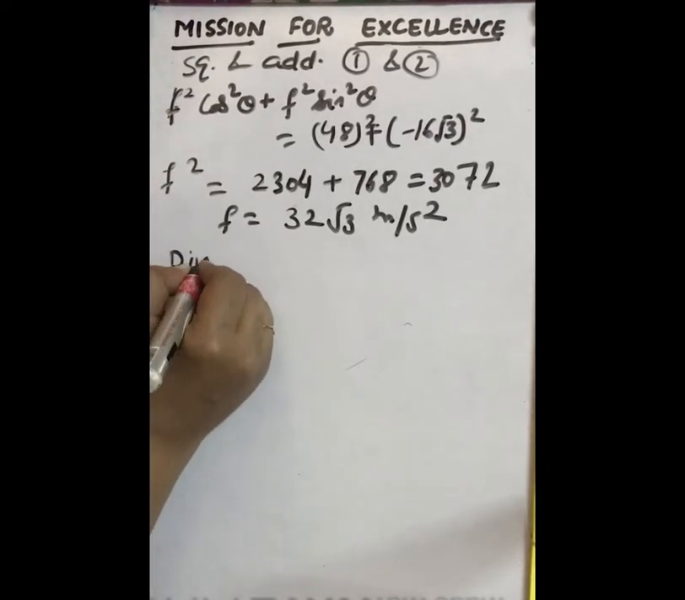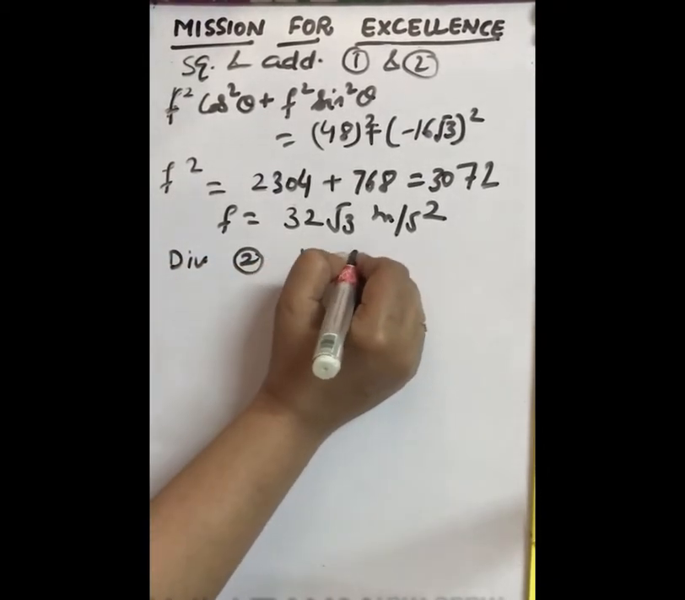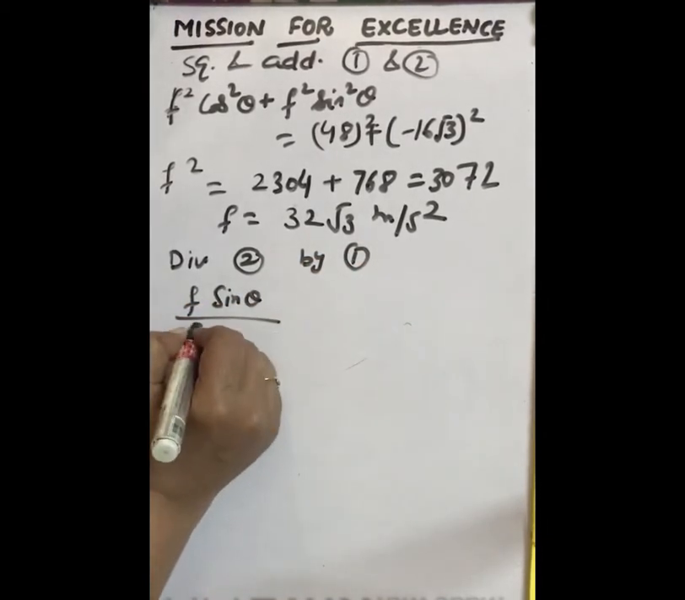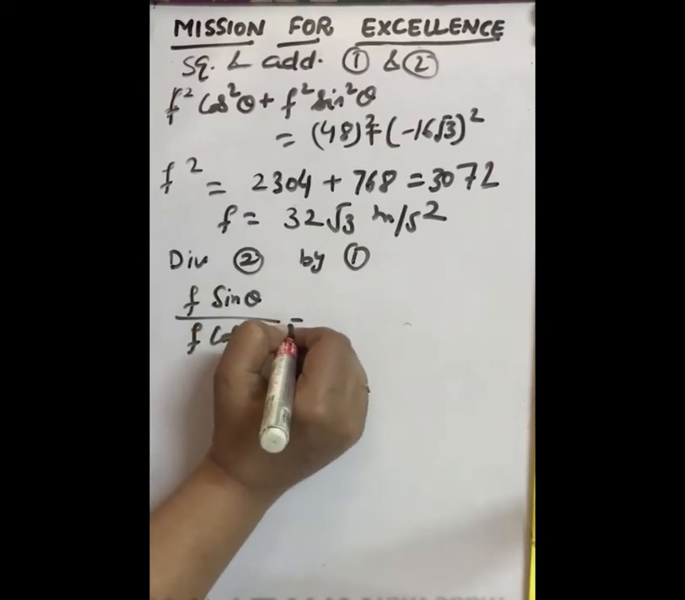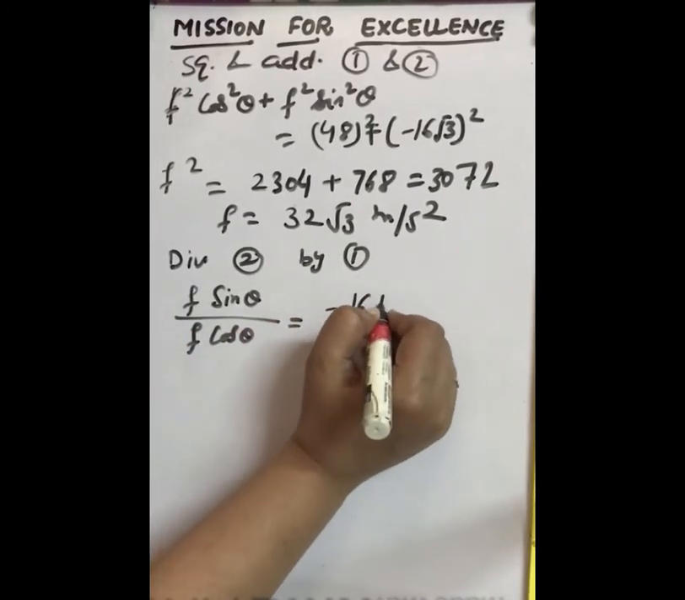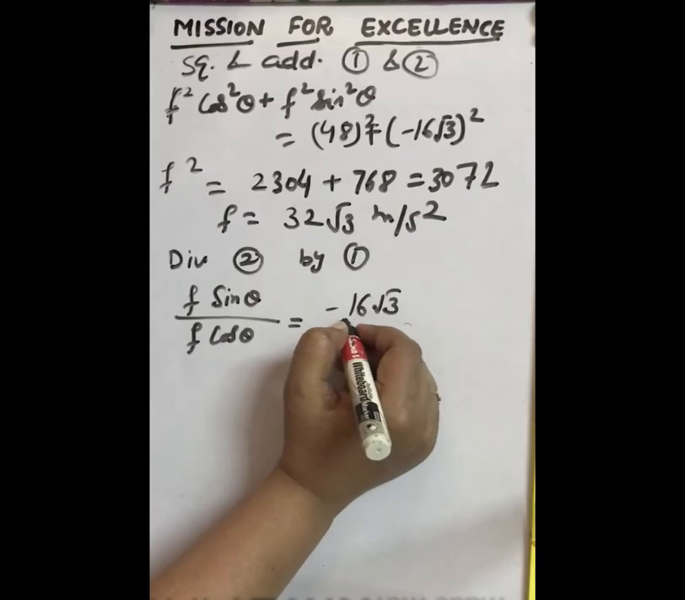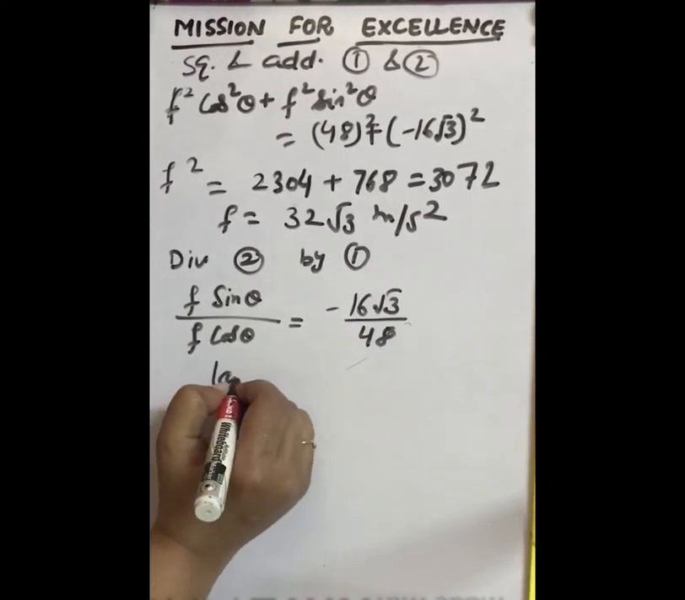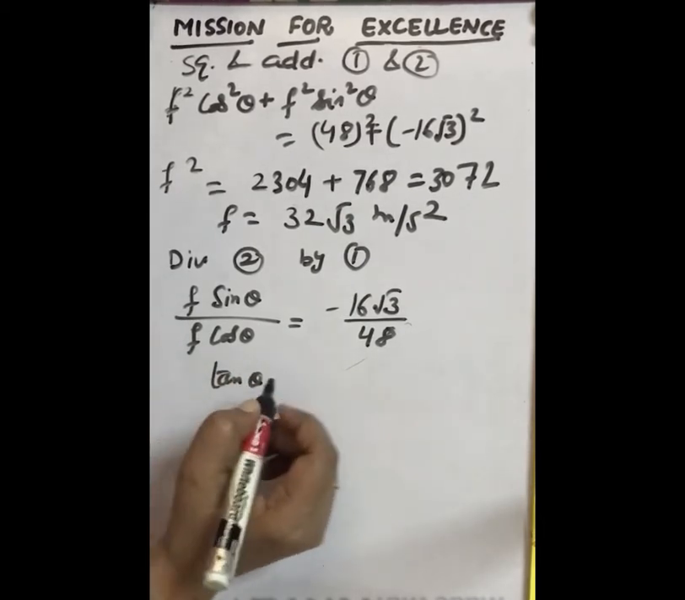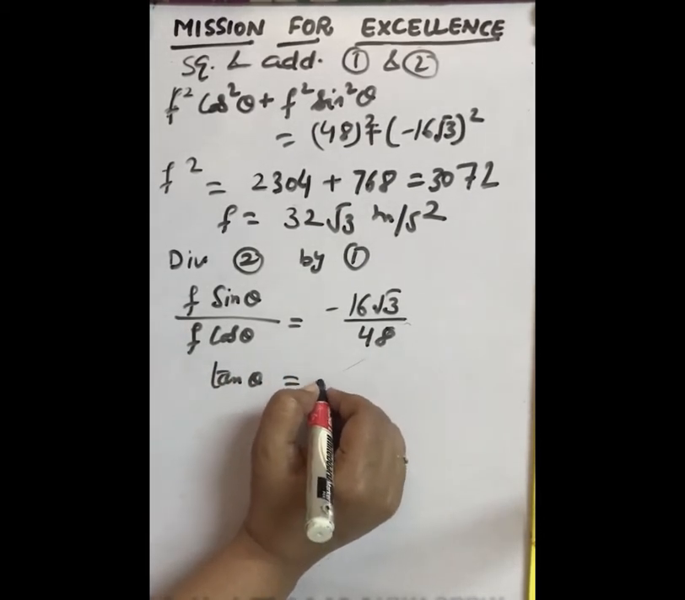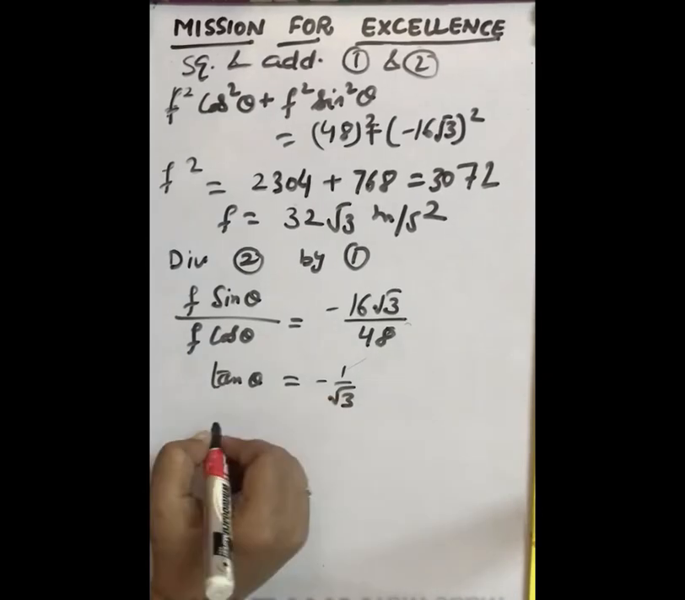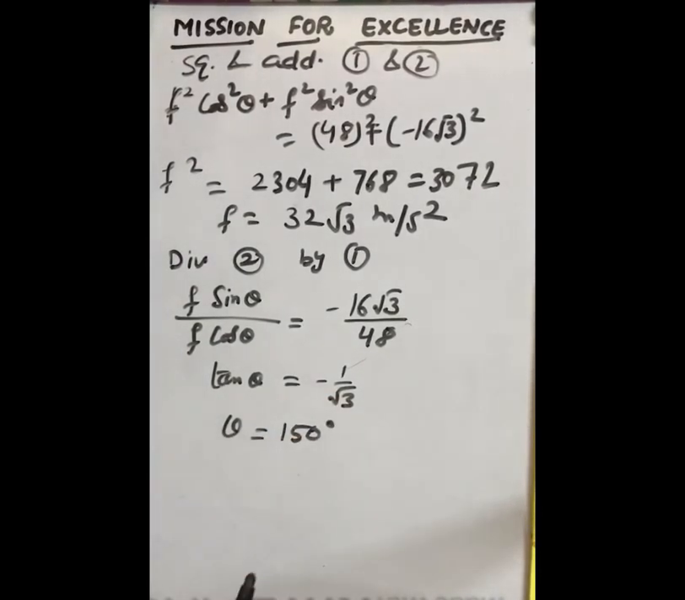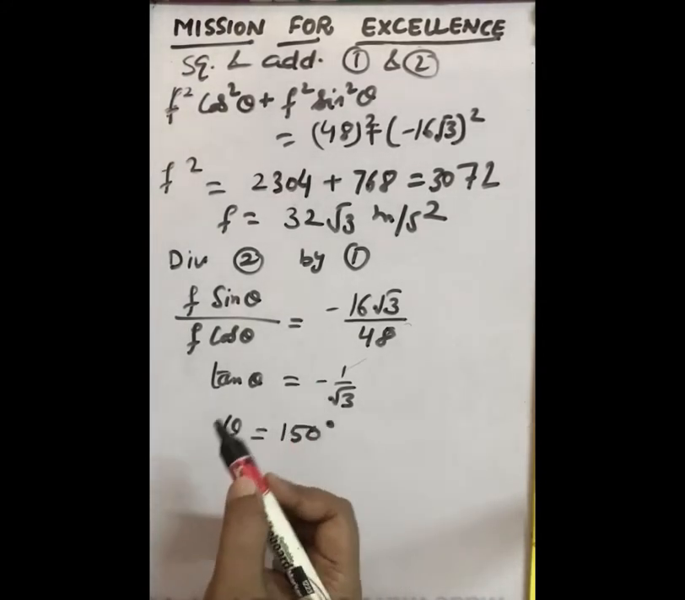So divide equation 2 by 1. We get F sine theta by F cos theta. F sine theta was minus 16 root 3 and F cos theta was 48. So this comes out to be tan theta. This F is cancelled. So this will be equal to minus 1 by root 3. So theta will be equal to 150 degree. So this is the direction of the acceleration.